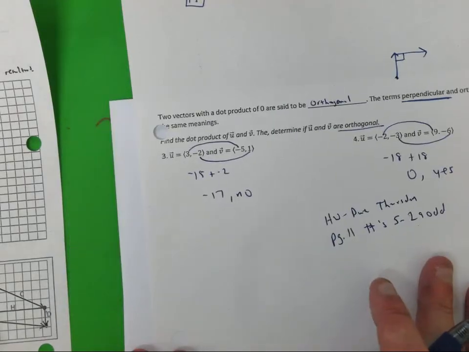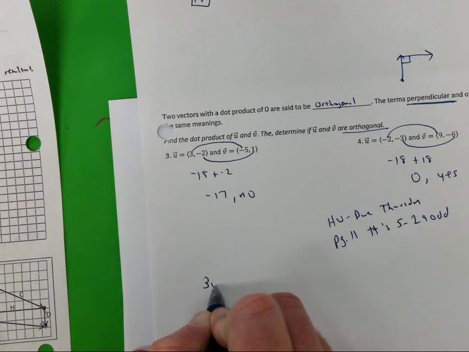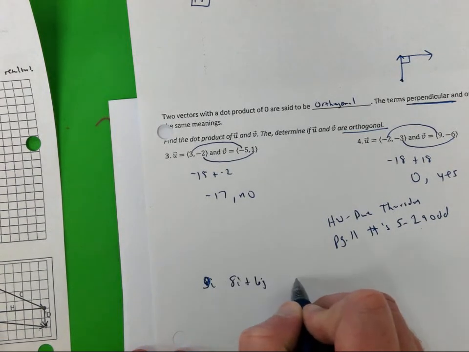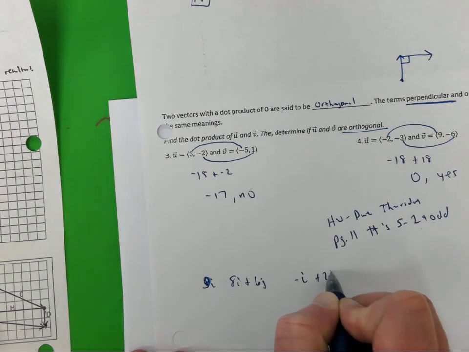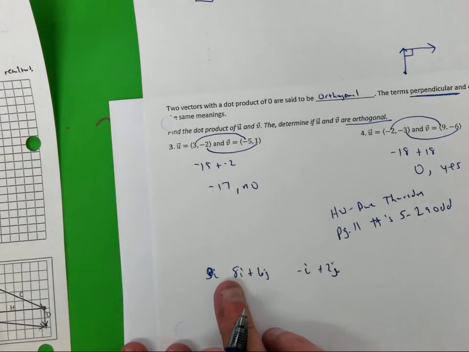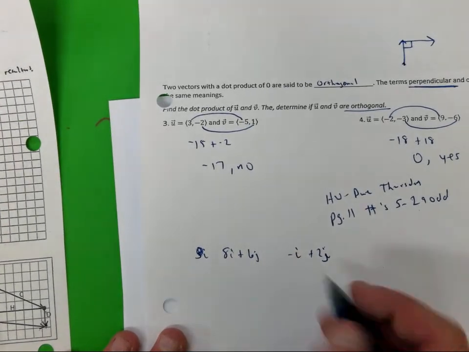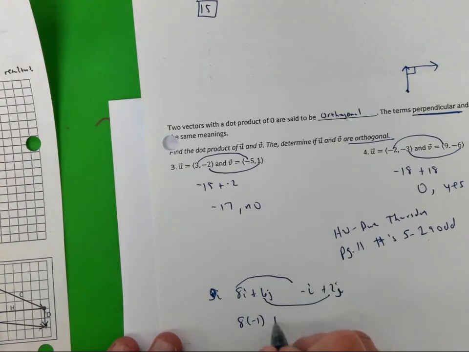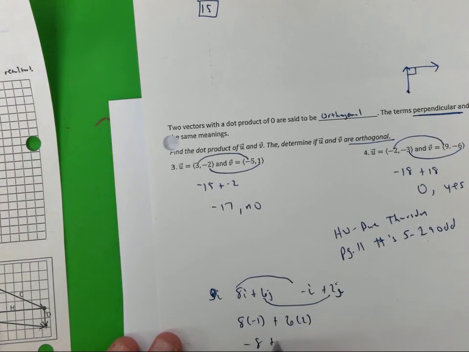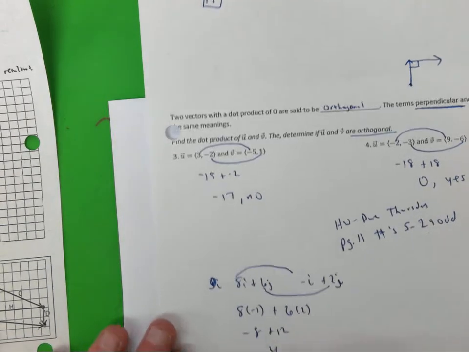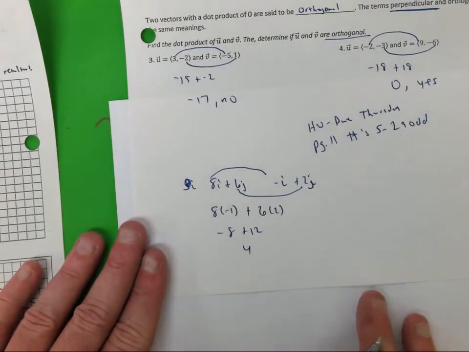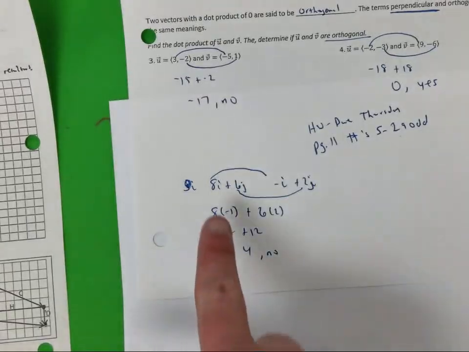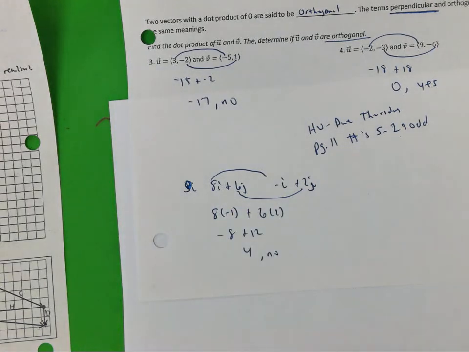Now, Mr. Minister, what if you asked me to find the dot product of something like this? Alright, well you still multiply the first one. 8 times negative 1, and then 6 times 2. It gives me negative 8 plus 12, which is 4. That would be the dot product there, and that would not be orthogonal. So even if it's a linear combination, you still multiply your I terms and then your J terms and add them together.